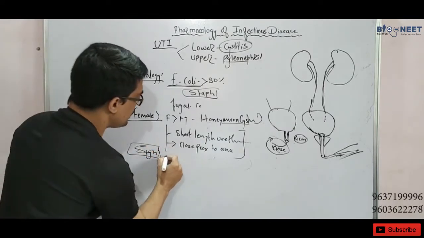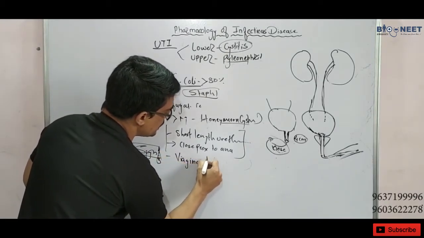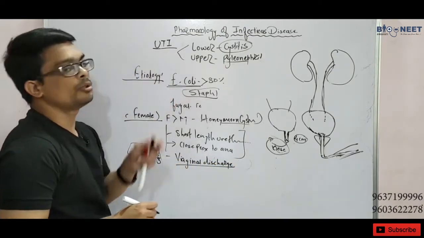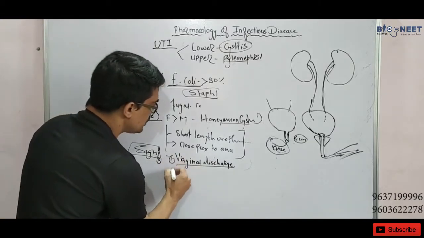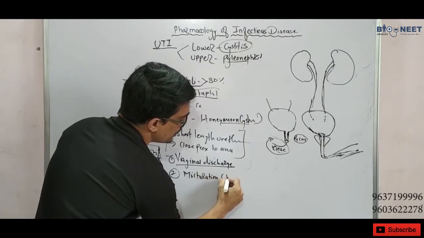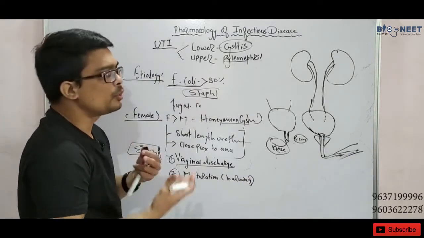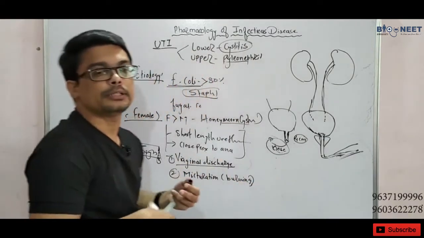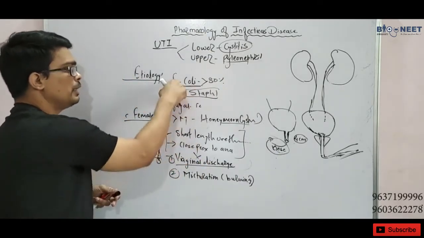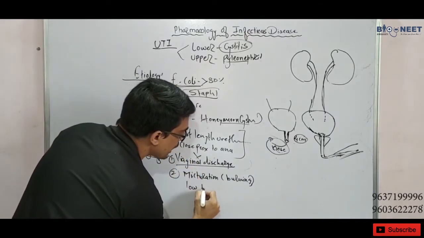So what are the signs? Signs, or symptoms, are like vaginal discharge. If any woman complains about discharge, you should suspect urinary tract infection. Second, burning micturition. Dehydration is one of the causes of burning micturition, right? The urine becomes acidic, and because of that acidic pH there is a burning sensation, but there is no vaginal discharge. Here you can see vaginal discharge and burning micturition along with low back pain.